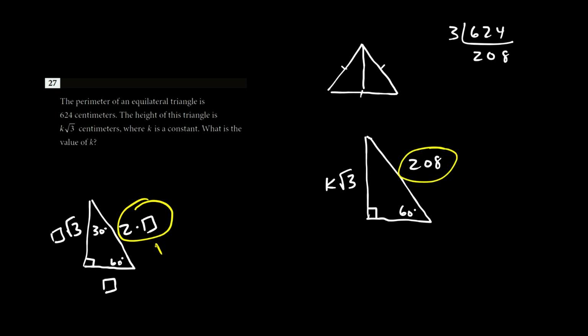So whatever goes in that blank there is 104, because 2 times 104 is 208. So this value here would be 104, and this would be 104 root 3. So the value of k is 104.